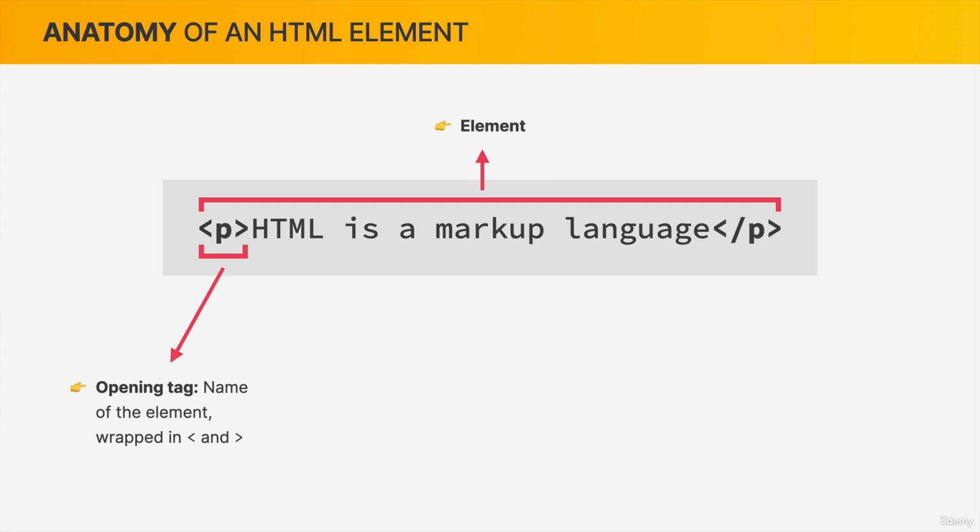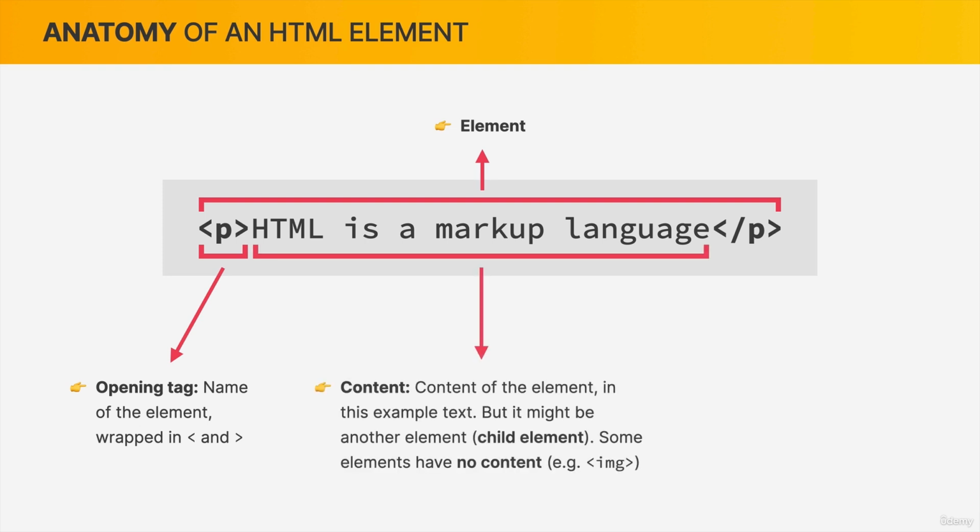So in this case, it's the P, wrapped in the less than and the greater than symbols. Probably they have some other names, but that's how I like to call these symbols. So it's less than, P, and then greater than. Then after that, we have basically the content of the element. So in this example, that is just text, but there might be other types of content. For example, an element can contain in itself another element, which we then call a child element. Also, some elements, such as images, have actually no content at all and have only an opening tag.